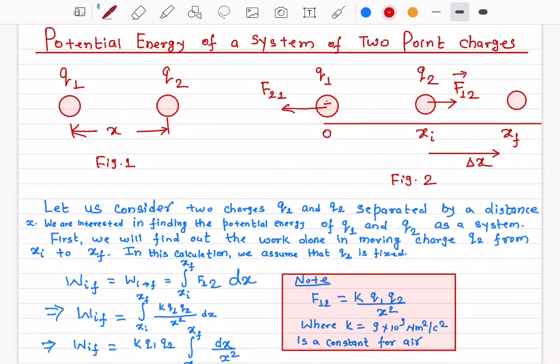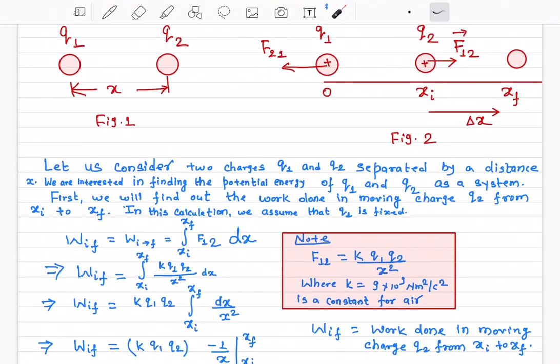Let's say this is a positive charge and this is a positive charge. If these are positive charges, then the force on this charge is F12. Recall, what is F12? F12 is the force on charge 2 due to charge 1, and it is directed away from the charge.